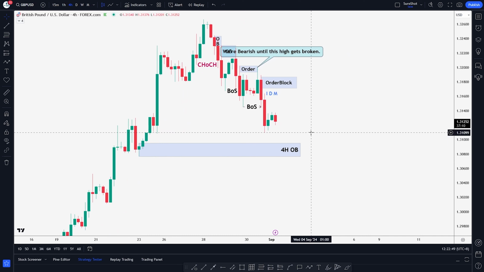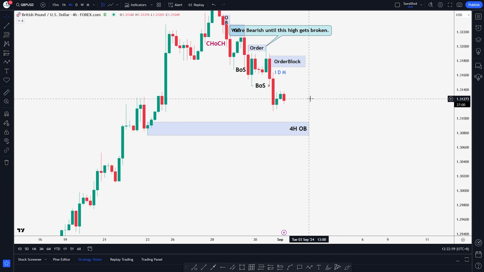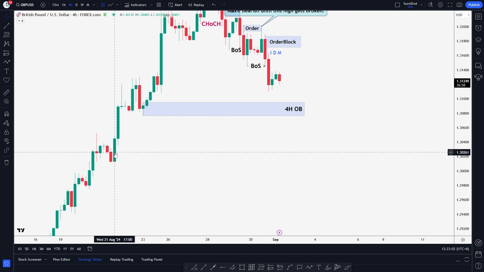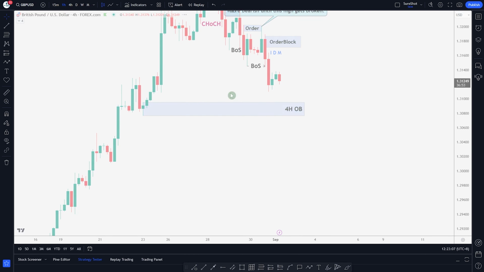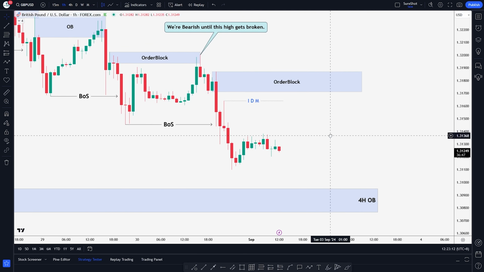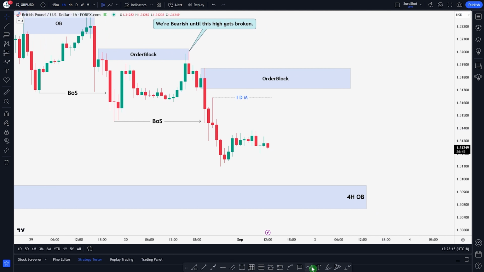So if the market wants to end this pullback, it might give us a reaction from this order block, or if it wants to go lower, then we might get a reaction from this order block. So let's head back to our hourly time frame and discuss what we are expecting from GBPUSD this week.